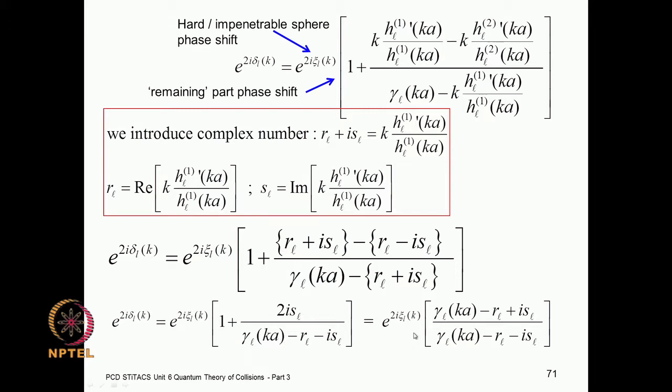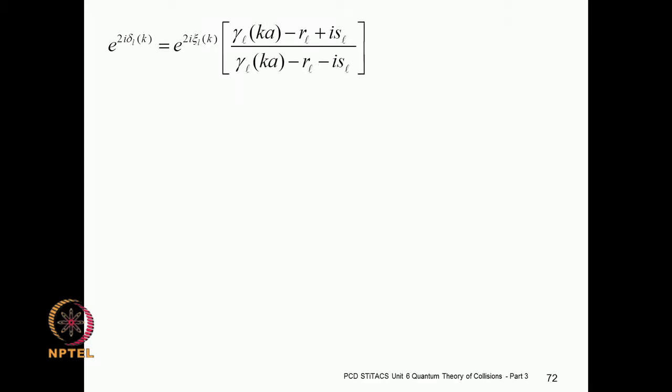And this is what it turns out to be, and you have a very nice relationship emerging from this simplification: the scattering phase shift, you can see, is now written as a product of e to the 2i xi and another factor which is in this rectangular box. This rectangular bracket is also of modulus 1, so you can also write it as e to the 2i rho, which will be the other part of the scattering phase shift. So let us see that. That other part will be rho, and that is coming from this rectangular box. So I will write this relation explicitly over here.